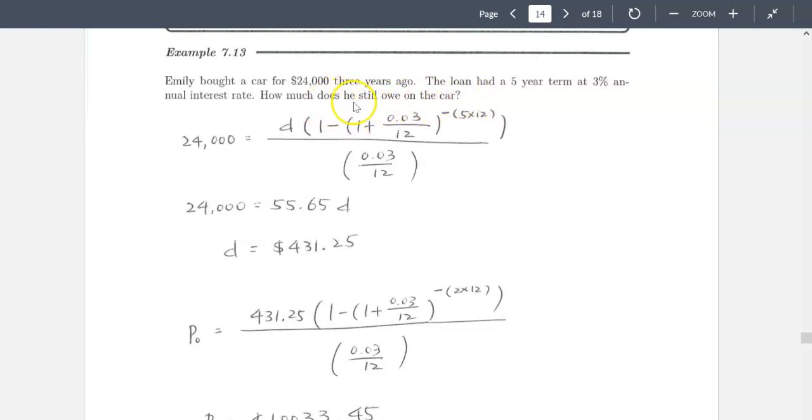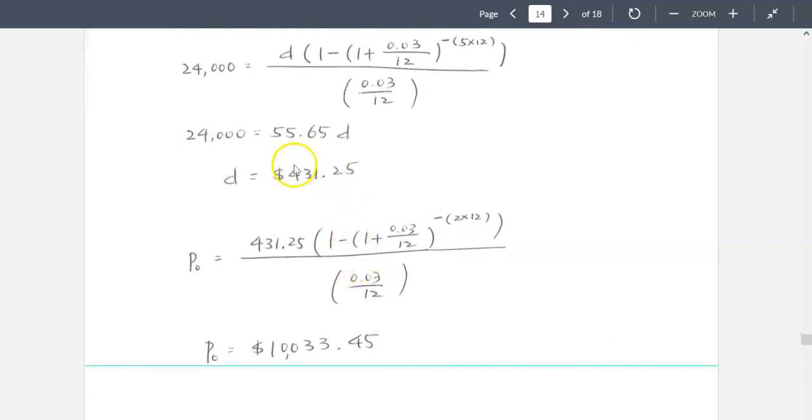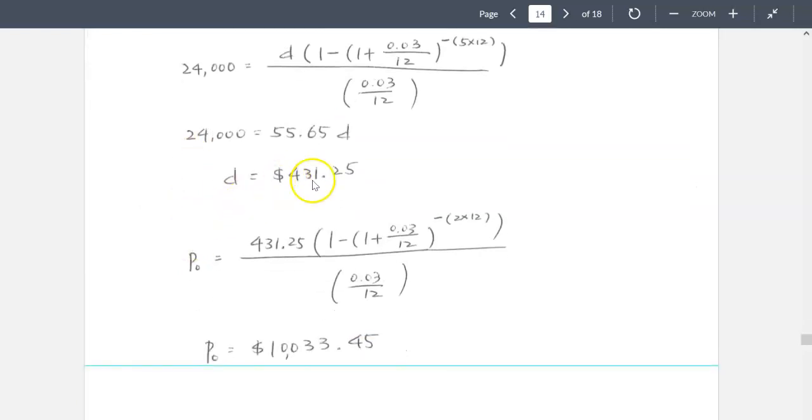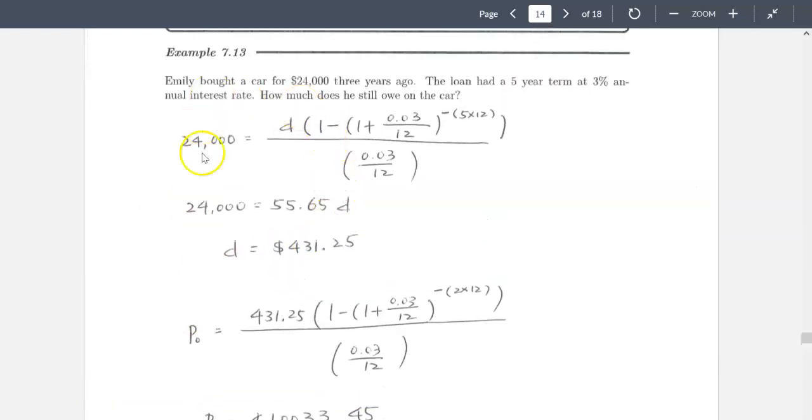I assume Emily should be a she. So $24,000 equals, now here's D, right? First of all, we don't know the monthly payment. Everything else we know: the interest rate, the monthly payments, and the 5 years. Once we figure this out, we find that the monthly payment for this car is $431.25. The reason we need this is because we want to know the remaining balance, but without knowing the monthly payment, we can't do that. That's why we do this first.